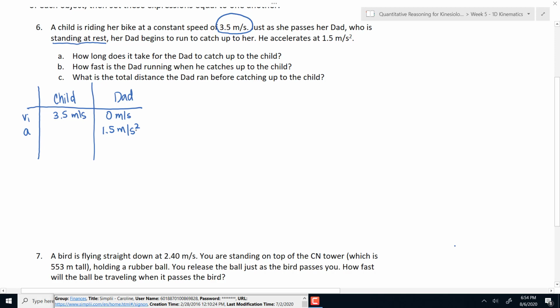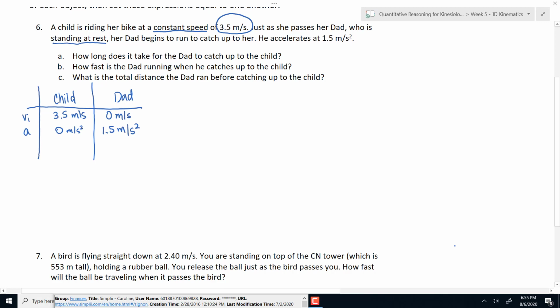Well, what's the acceleration of the child? The child is riding her bike at a constant speed. That means her speed is not changing. Acceleration is how fast your speed changes. If it doesn't change, then the acceleration is just 0. Okay, so the child's acceleration is 0 meters per second squared.